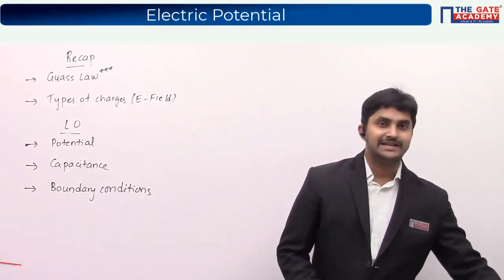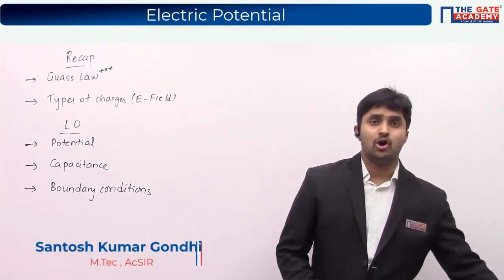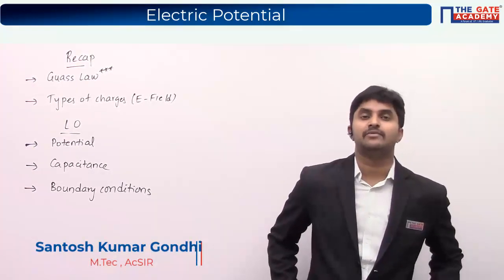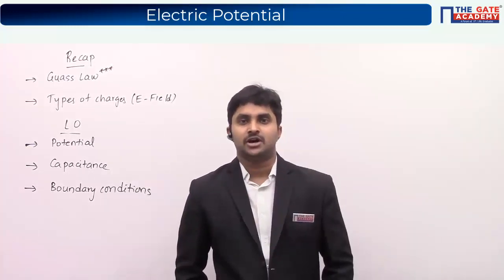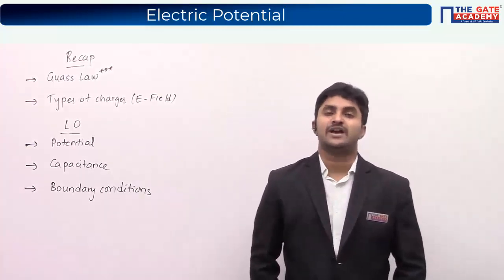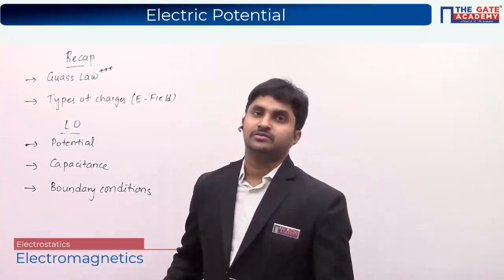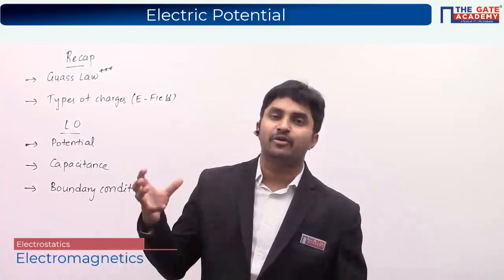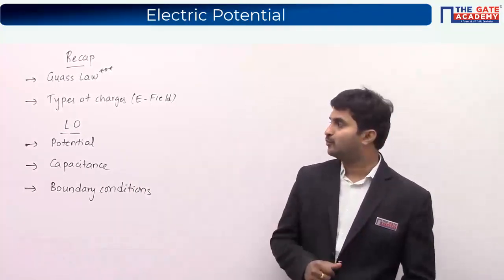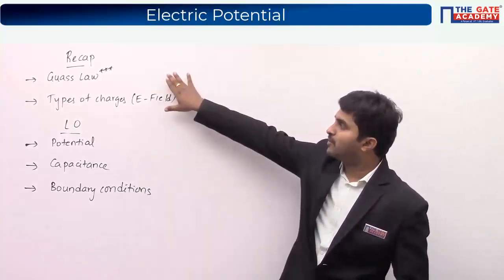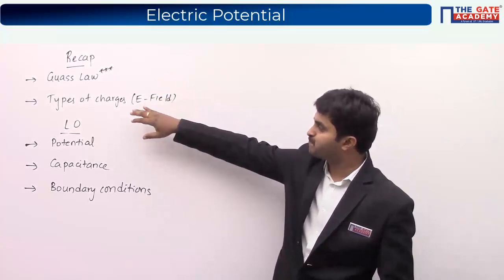Right, so in the last lecture, we discussed Gauss law, which is very important from the examination point of view, and also forms a very important Maxwell's equation, which is Maxwell's first equation. So we have understood what Gauss law is: the net outward flux lines coming out of a closed surface is equal to the charge enclosed by that particular volume.